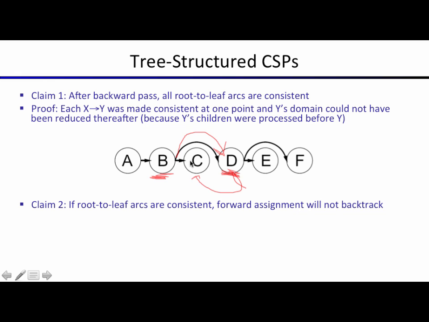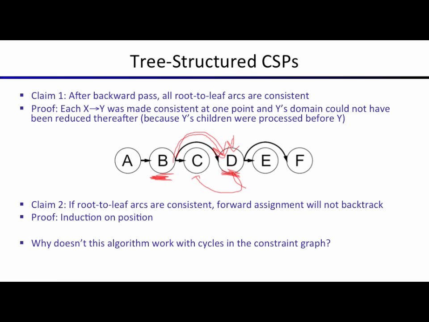And now once we have that, the other claim is that if all these arcs are consistent, then forward assignment will not backtrack. And that's really by the very definition of these arcs being consistent. For every arc that I pick, let's say again, I look at this one, because it's consistent, I know that whatever I assign here, there's going to be something that I have here, right? So you can start at the root, you can assign something, there's going to be something for the next one, something for the next one, and so on, because these arcs are all consistent. So this is an induction on position.